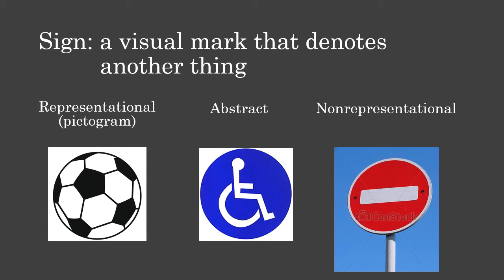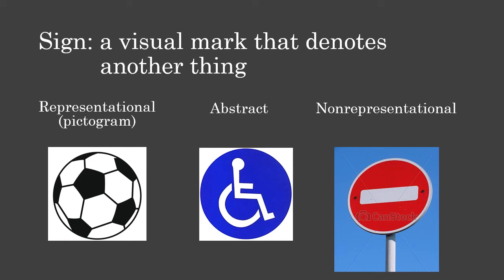While the terms signs, symbols, and icons are tossed around interchangeably when speaking about different visuals, there are actually differences between the three terms. And you'll learn more about that in graphic design too. But we are really focusing on signs. A sign is defined as a visual mark that denotes another thing. It can be representational, and when it is, it's often referred to as a pictogram. A sign can also be abstract or non-representational.